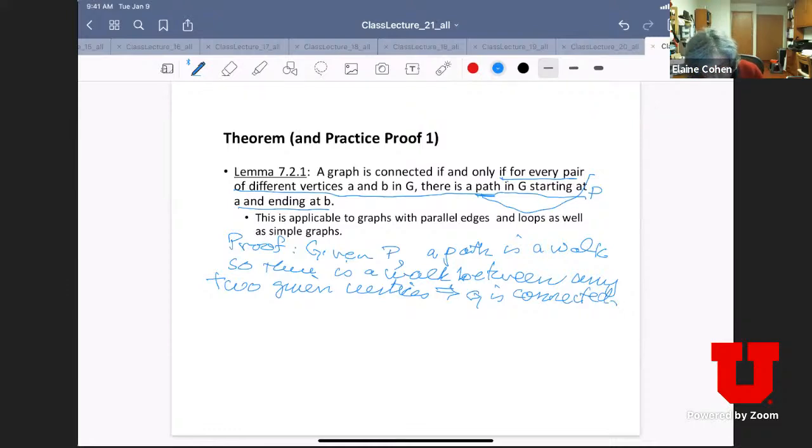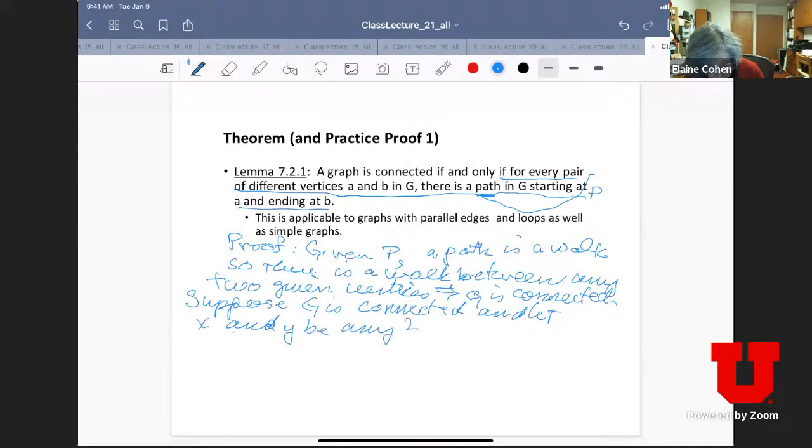Let's try the harder direction. The other direction says, suppose G is connected, and let X and Y be any two given vertices. Then there is a walk W between them.